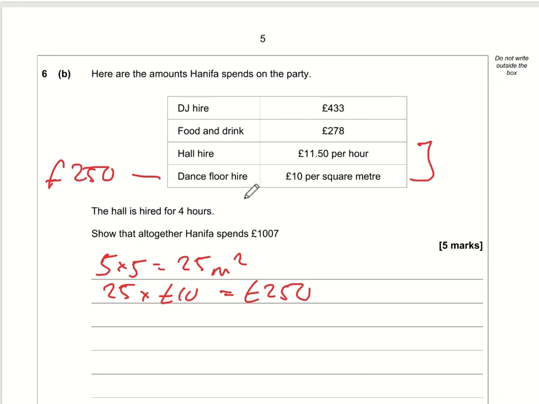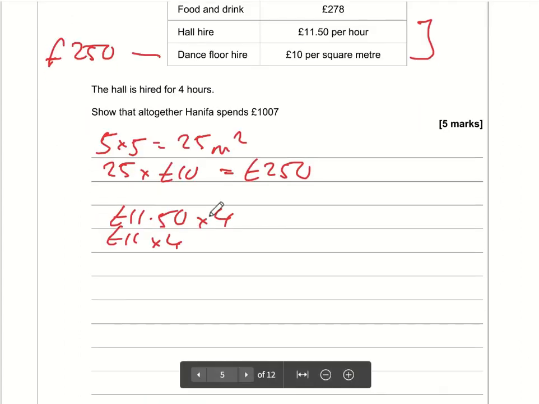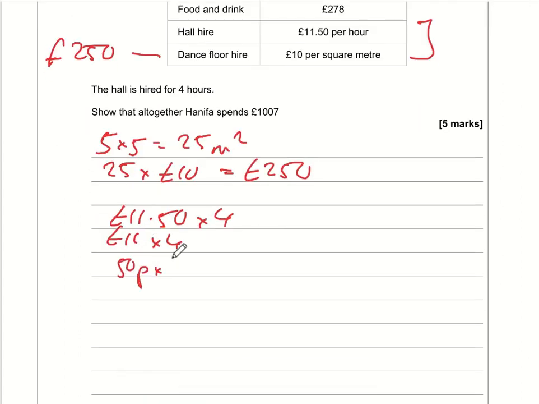And the hall is being hired for 4 hours, so it's £11.50 times 4. Well, that is £11 times 4, plus, let me just scroll down a bit, plus 50p times 4. 50p times 4 is £2, and that is £44, so in total that is £46. So the hall hire is 46. So all I need to do is add these together.